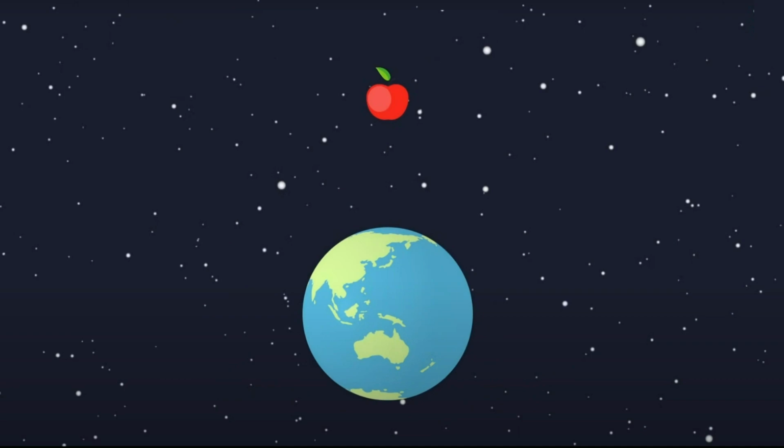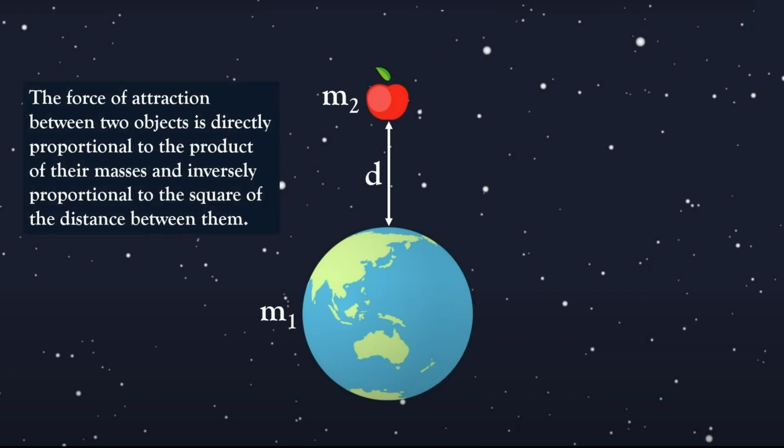Today we are going to study how the gravitational force of attraction works between different objects. Let us consider two objects with mass m1 and m2 separated by a distance d meters. According to Newton's law of gravitation, the force of attraction between two objects is directly proportional to the product of their masses and inversely proportional to the square of the distance between them.